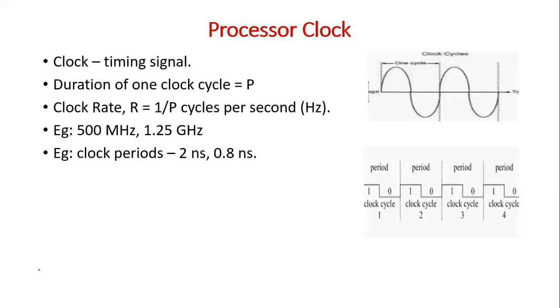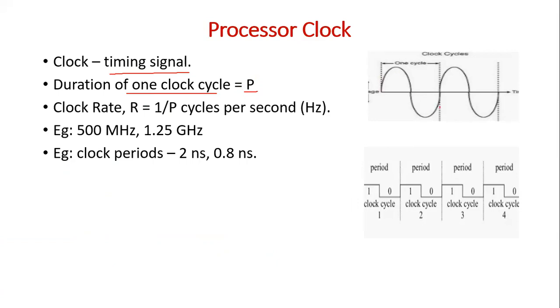Next, we'll try to understand what a processor clock is. You might have heard the term clock several times. Clock is basically a timing signal. The duration of one clock cycle, we are denoting as P, which means period. Some books may call it T, but here we are using the terminology P.